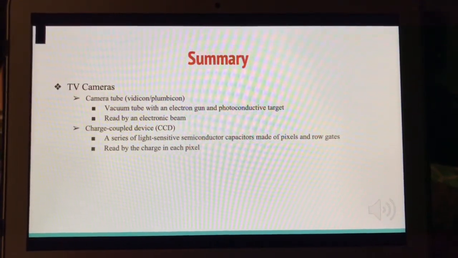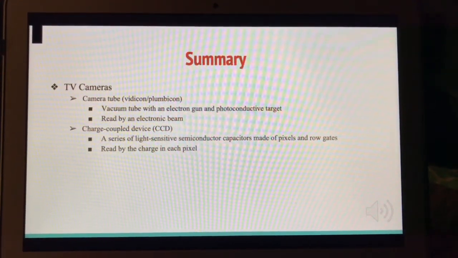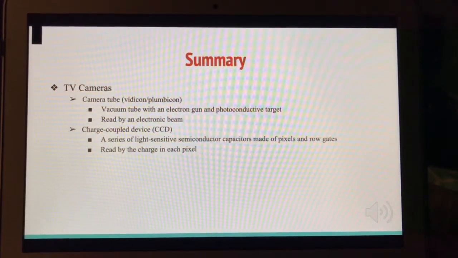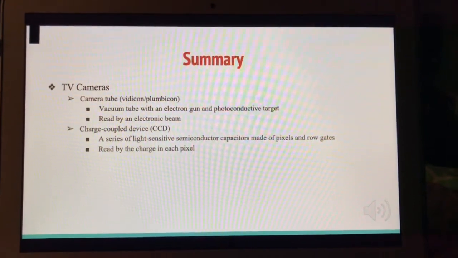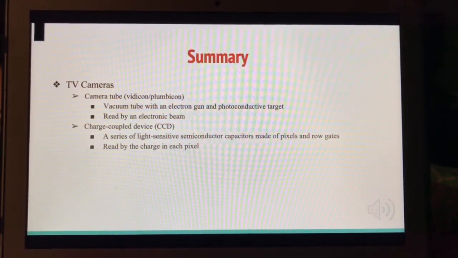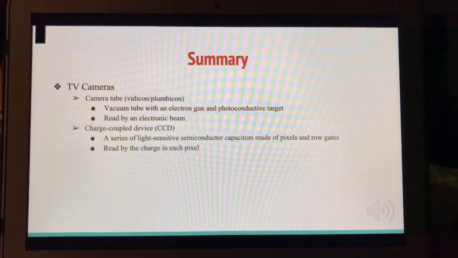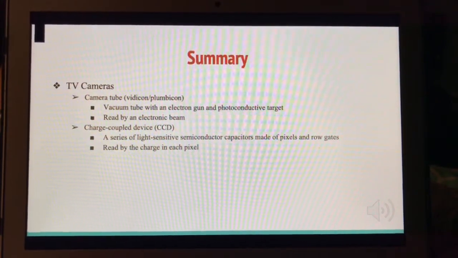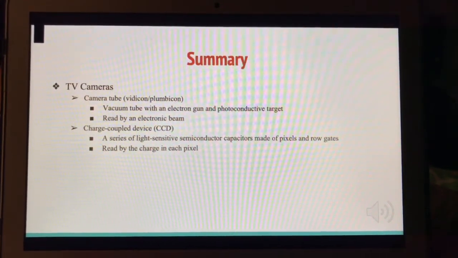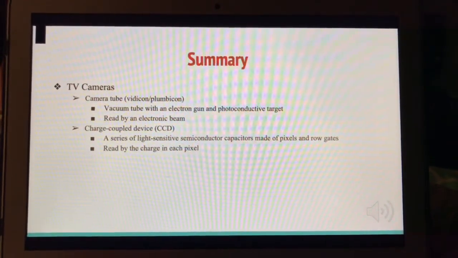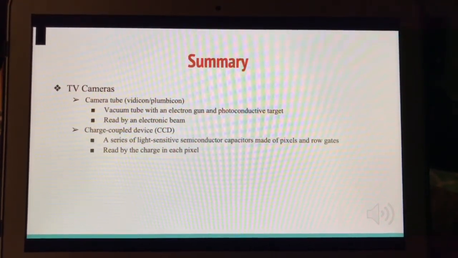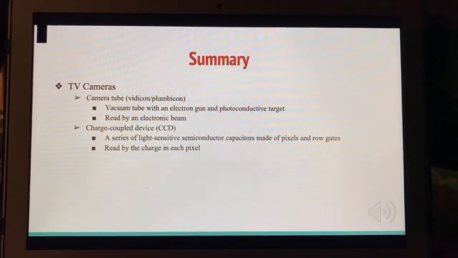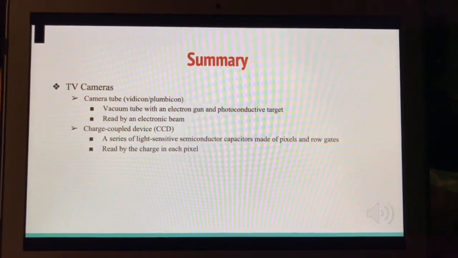To summarize, there are three main parts that are a part of the viewing system of fluoroscopy. The first mentioned were television cameras. There are two main types: the older camera tube, such as the Vidicon or Plumbicon, and the newer type, the charge-coupled device or CCD. The traditional camera tube is a vacuum tube with an electron gun and photoconductive target. The electrons scan the target, which contains the light from the output phosphor, and the light intensity on the target turns into an electrical signal.